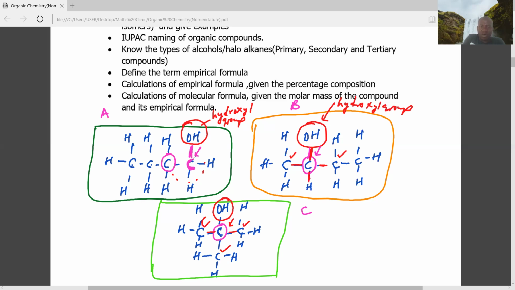Which means an alcohol in which the carbon atom attached to the hydroxyl group is bonded to one carbon atom is regarded as a primary alcohol. This is a primary alcohol. When the carbon atom attached to the hydroxyl group is bonded to two carbon atoms, this is regarded as a secondary alcohol. Then this will be a tertiary alcohol.